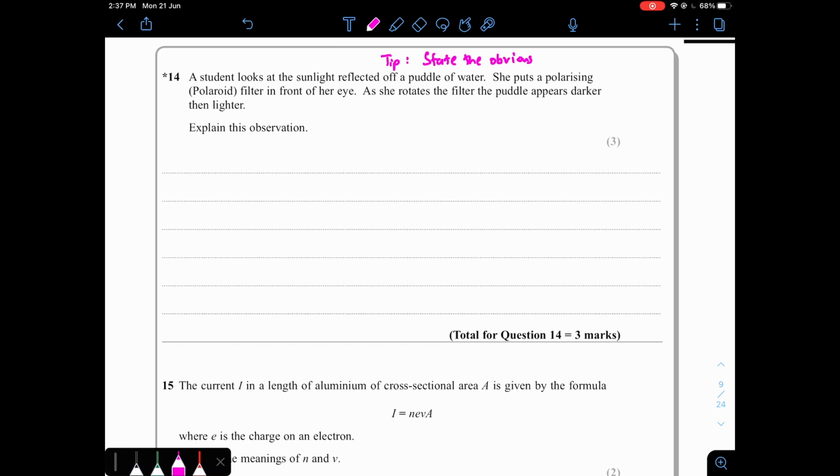Okay, so what's the obvious here? The obvious here is that the reflected light is polarized.